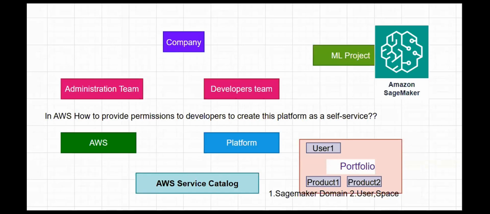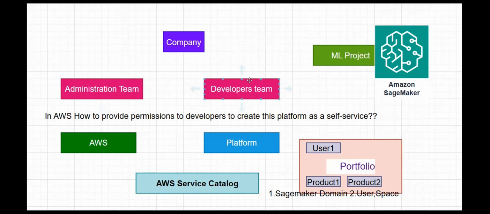Now let's recap what are the things that we have done. We utilized AWS Service Catalog. As an administrator, we created 2 products: SageMaker domain, space and user as one product, and SageMaker domain as another product. Then, to provide access to these 2 products to developers and team users, we created a portfolio and added a developer user to it. As an admin, we did these tasks.